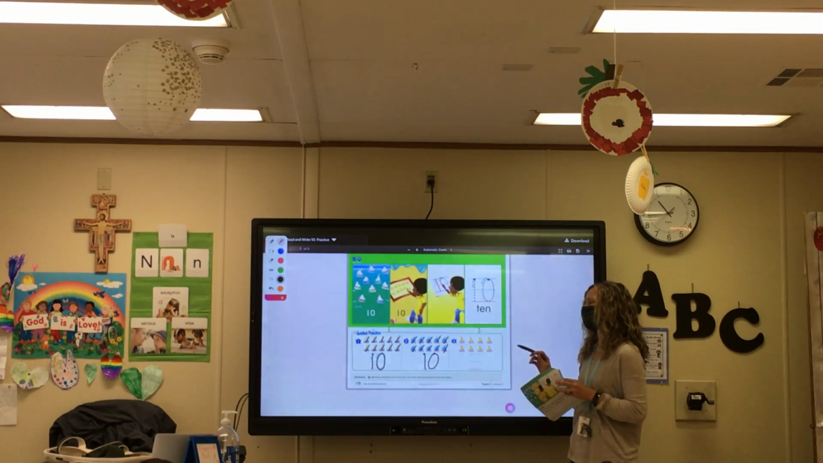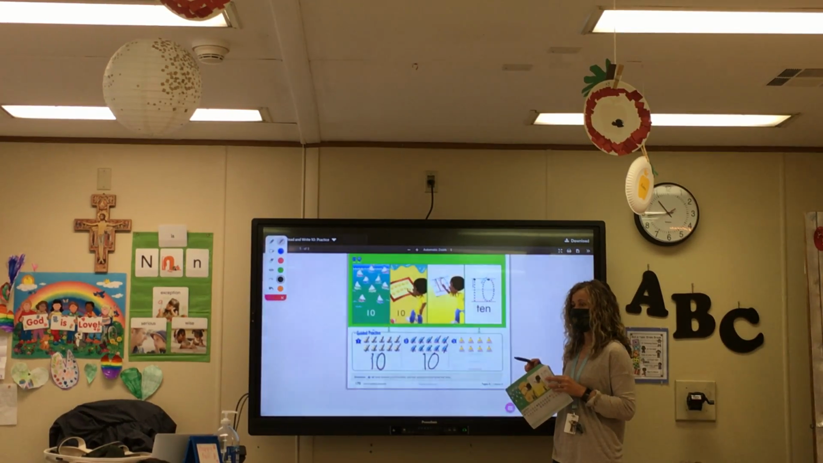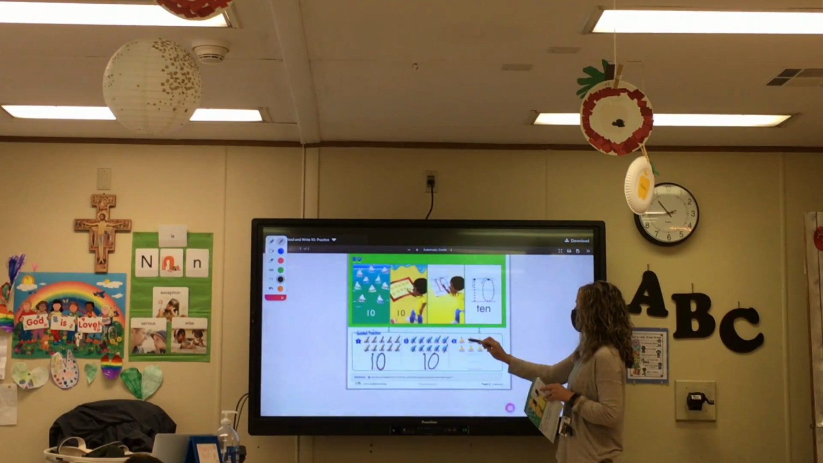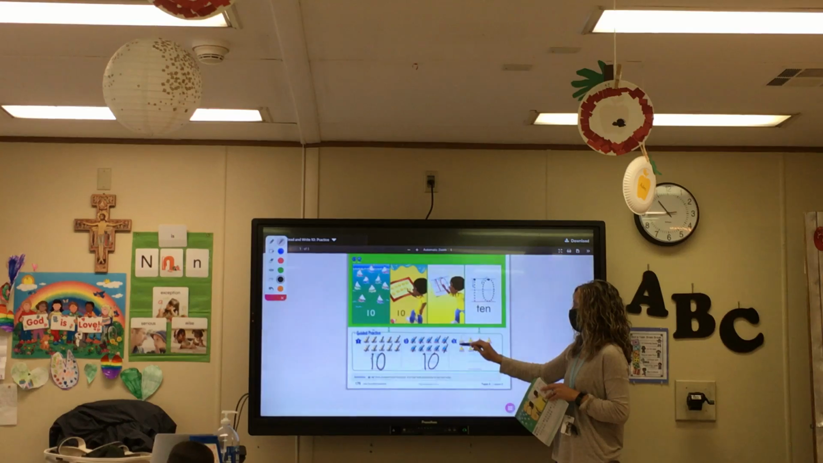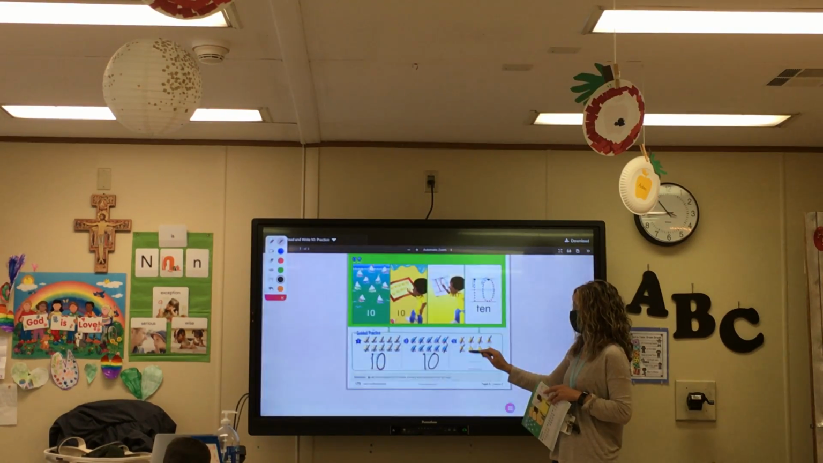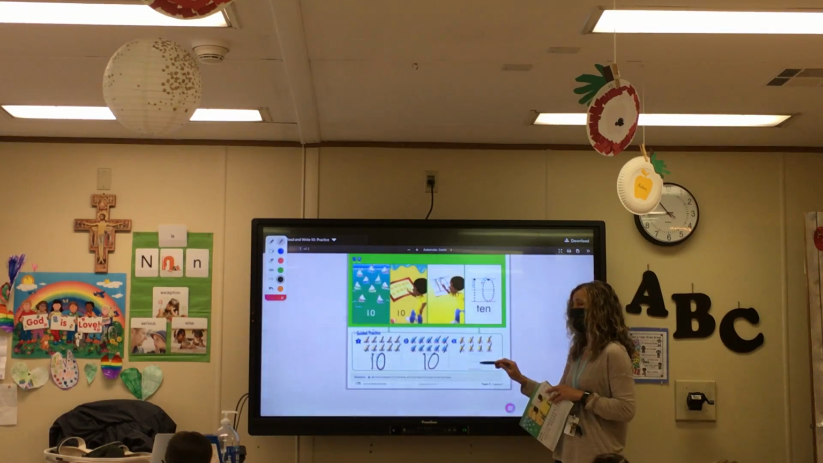All right, number 3, does it look like we have 10? It doesn't. I don't see 5 on top and 5 on bottom. So ready? Let's count number 3, the yellow sails. Here we go. 1, 2, 3, 4, 5, 6, 7, 8.